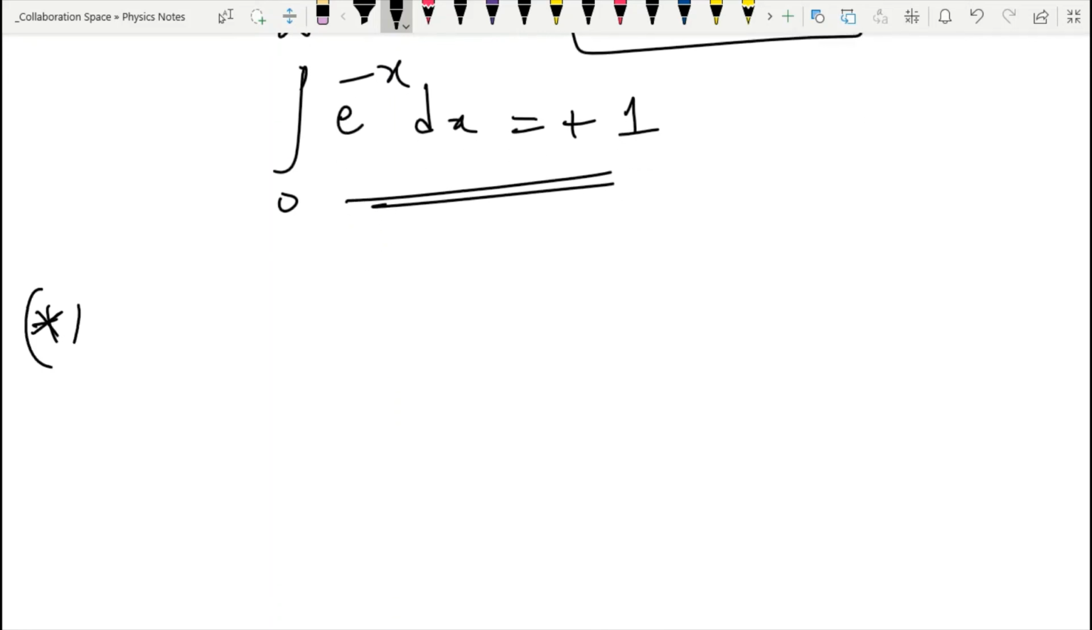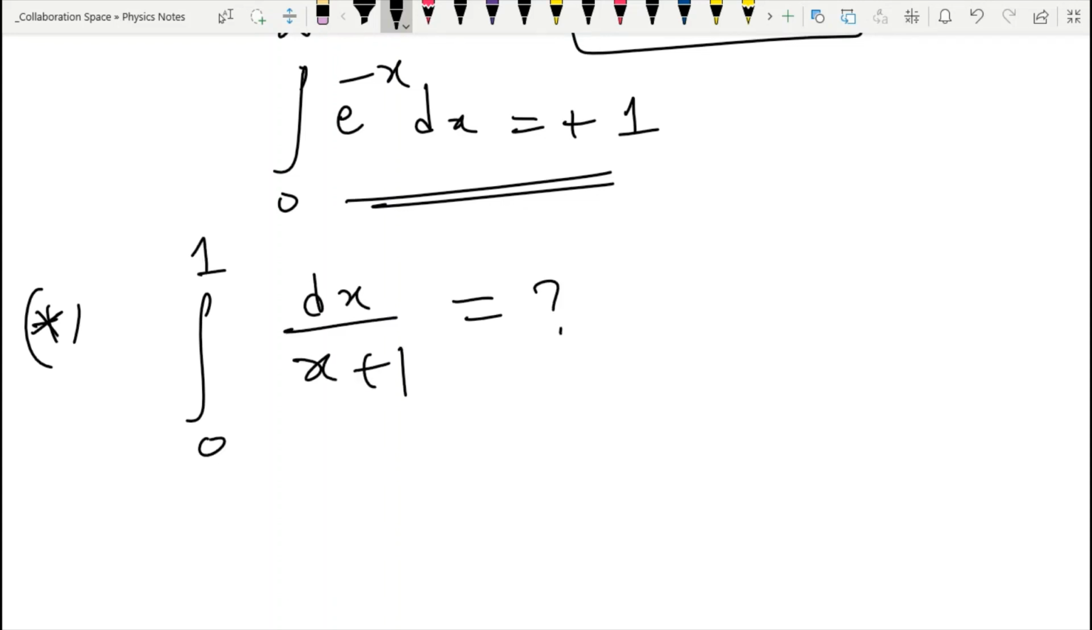Next. See the last example. What is the value of integration 0 to 1 dx divided by x plus 1? What is the value of this integration?